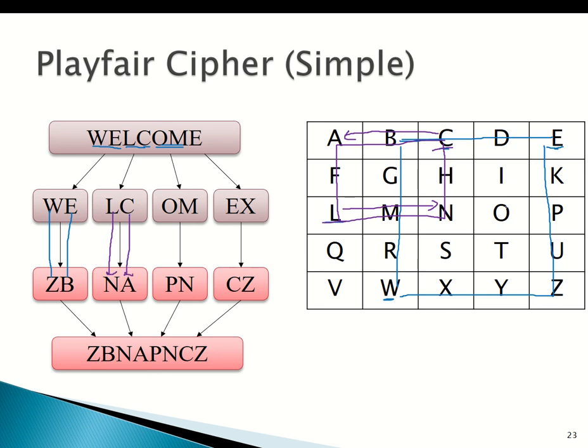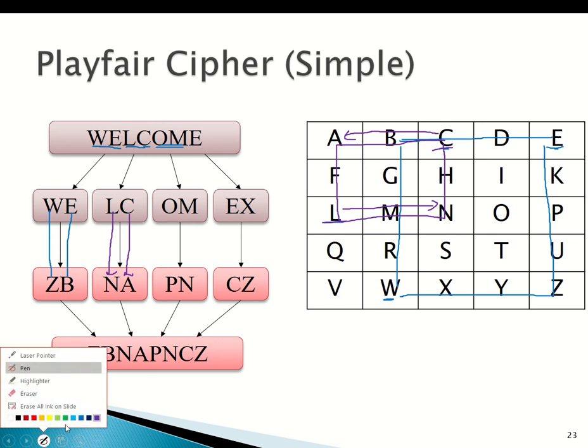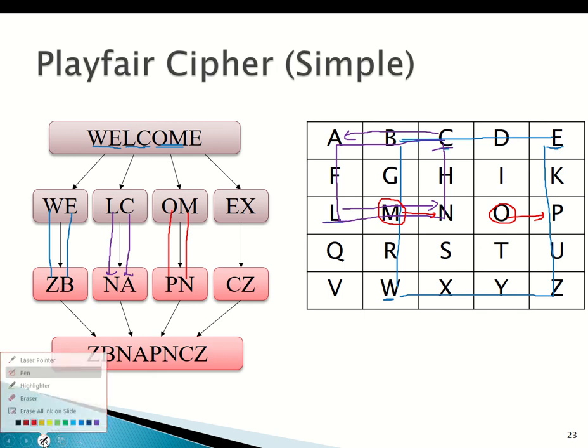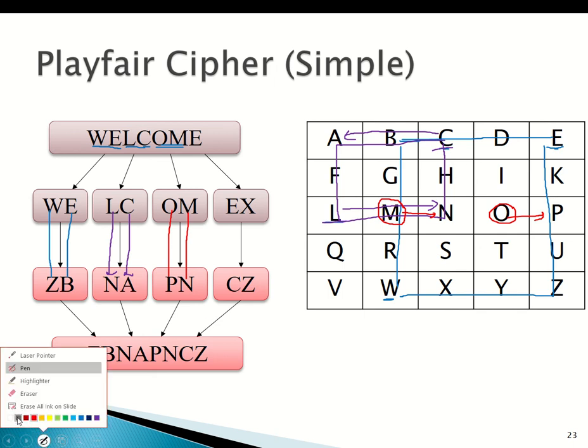O and M. This is O. I'm going to change the color. This is O, and this is M. They are in the same row. So M will become N and O will become P. O becomes P and the M will become N. E and X. Where is E? I'm going to change the color so you will recognize that. So this is E.